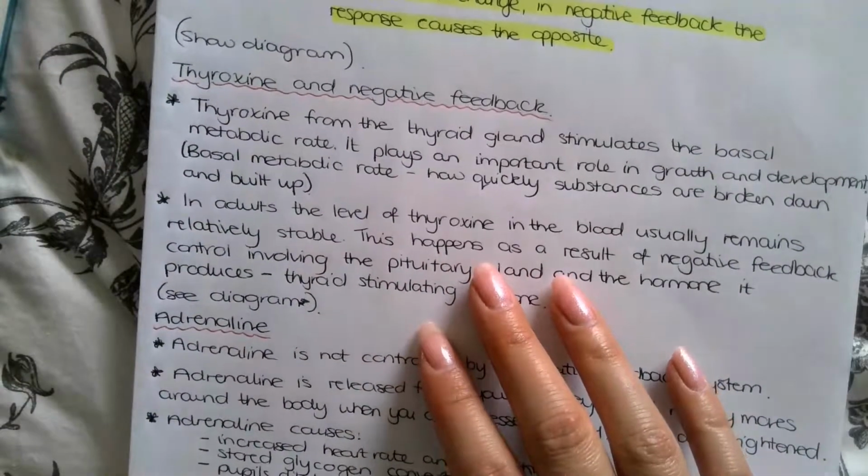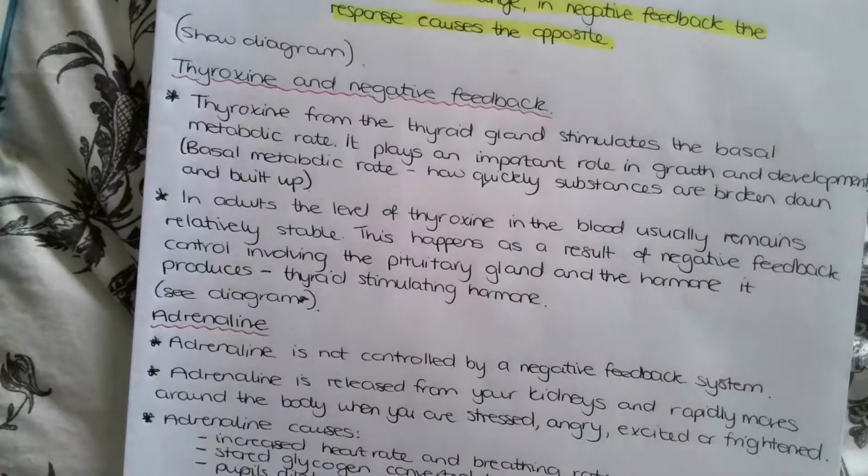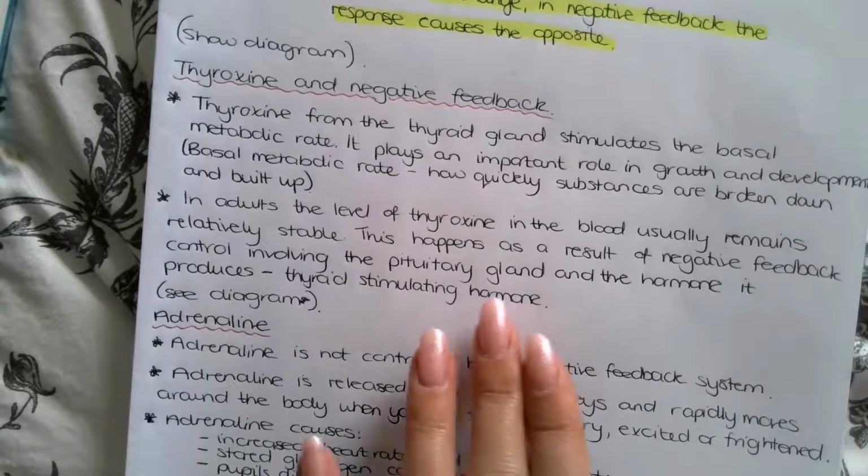I'm just going to go through that. So in adults the level of thyroxine in the blood usually remains relatively stable. This happens as a result of negative feedback, which control involves the pituitary gland and the hormone it produces, the thyroid stimulating hormone, that's the TSH, and the diagram I've just shown you.